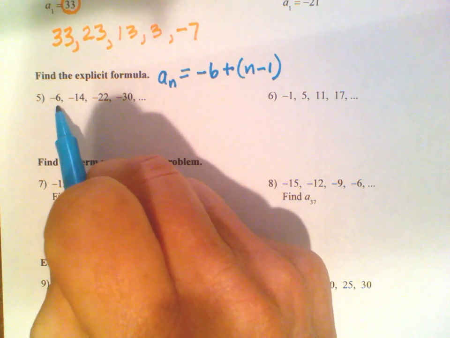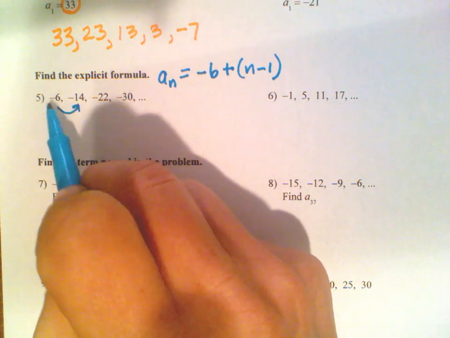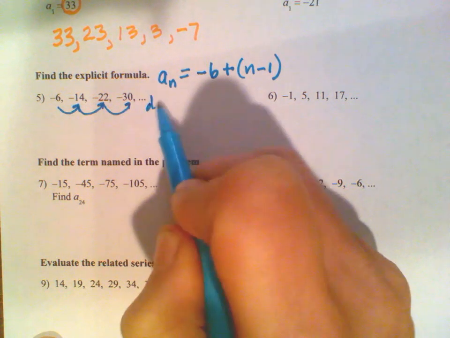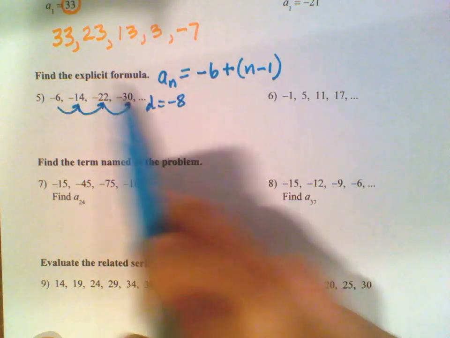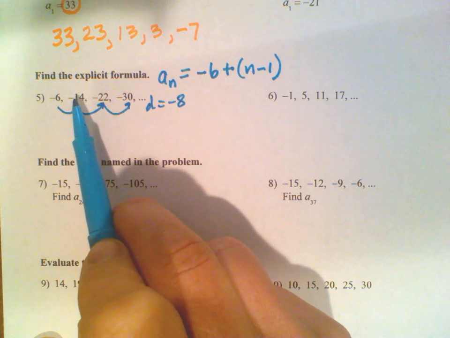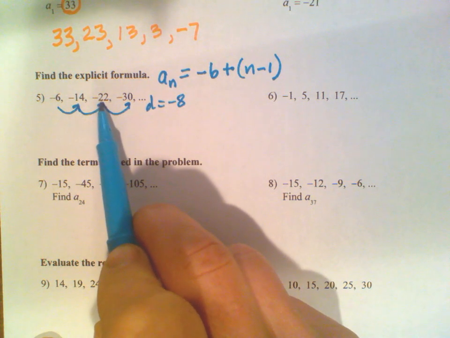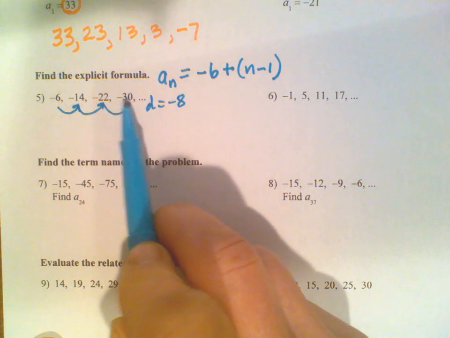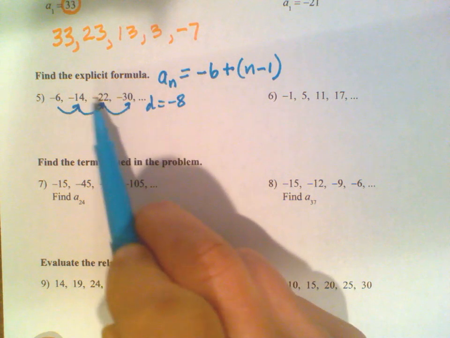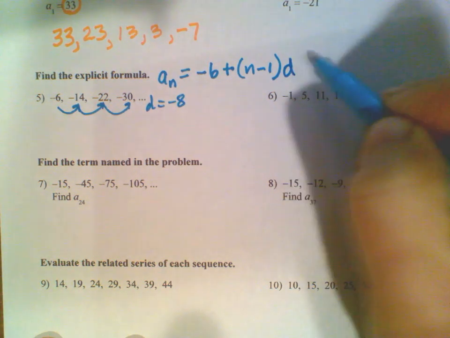So when I look here, I have to see what's going on. Negative 6, to negative 14, to negative 22, to negative 30. It looks like my D is negative 8. So I'm adding negative 8 each time. And again, if you can't tell, just do negative 14 minus negative 6 and see what you get. It should be the same as negative 22 minus negative 14 and negative 30 minus negative 22. I actually looked here to find it because that was the easiest spot for me to recognize what was going on. So the D has to go at the end.